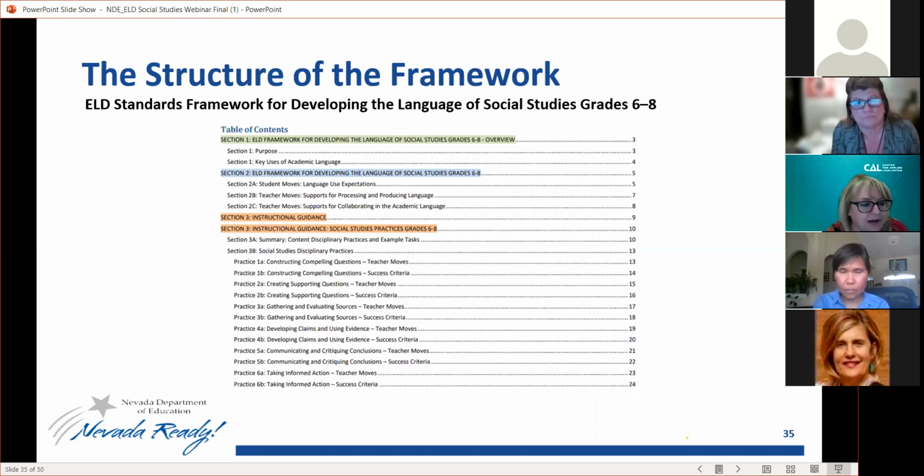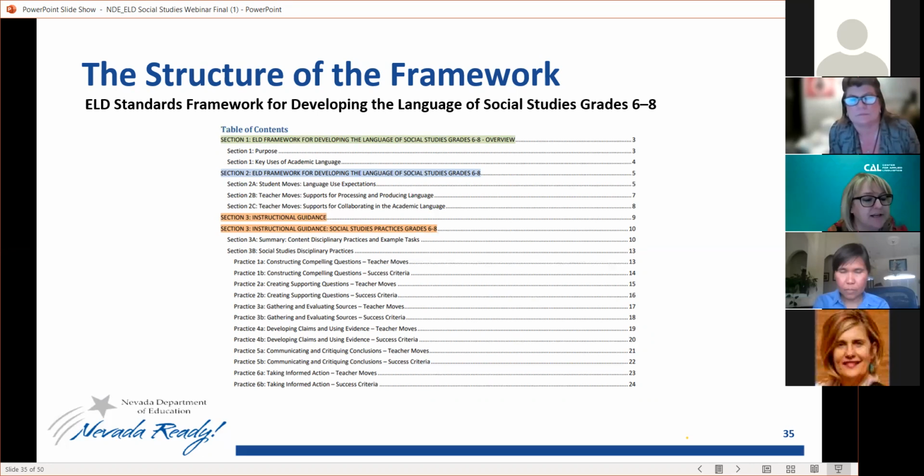Once you open up the document, you'll see that there's a table of contents and there are 3 sections. The first section is a general overview and gives you the purpose and the connection to the key uses of language. The second section describes the student moves and the teacher moves, and we'll dive into that a little more closely in the next couple of slides.